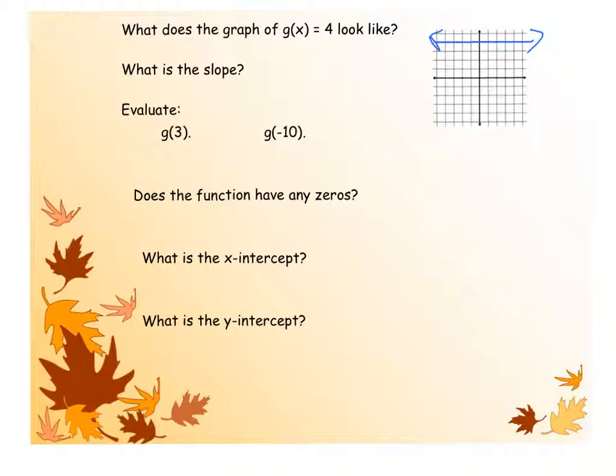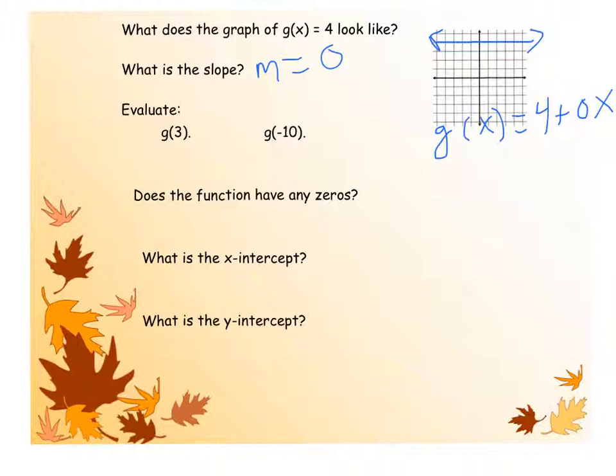Now, because it's horizontal, it has a slope of 0. And if you wanted to put that to the test, you could apply our typical definition of slope and do change in y over change in x, and you'll see that it always comes out to be 0. Okay? Now, as far as the notation goes, this is just g of x equals 4, because with a slope of 0, if I put it into slope-intercept form, it would be 4 plus 0 times x.